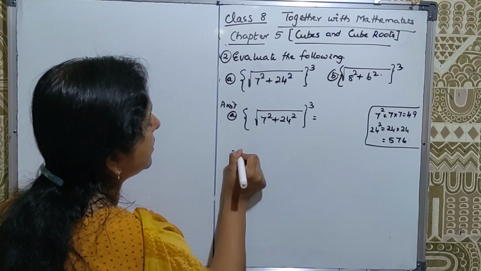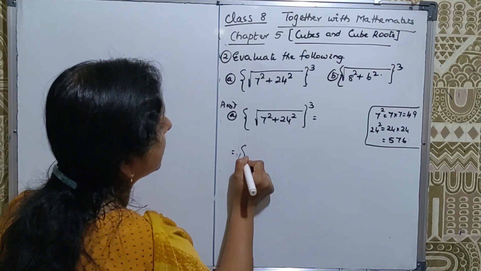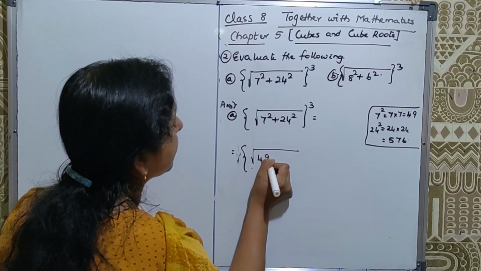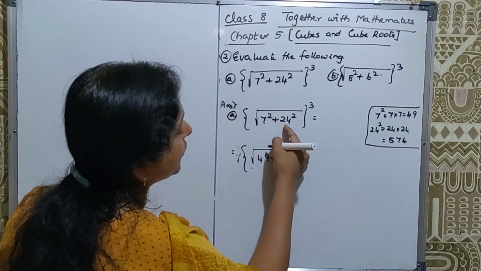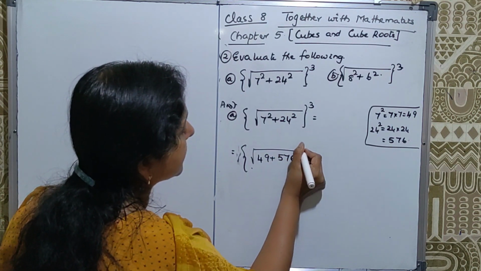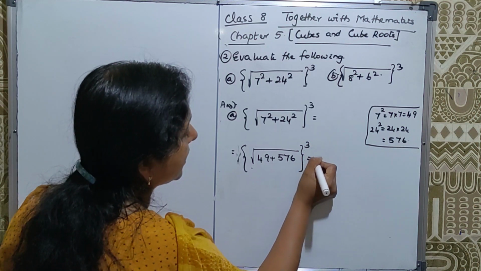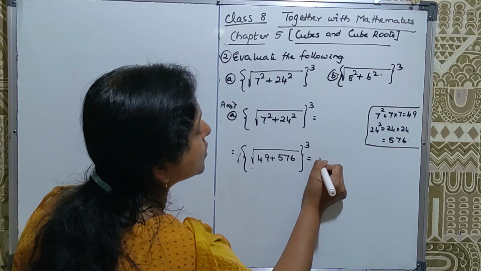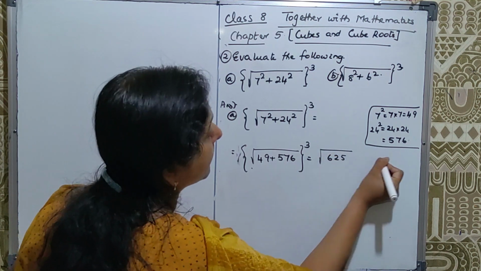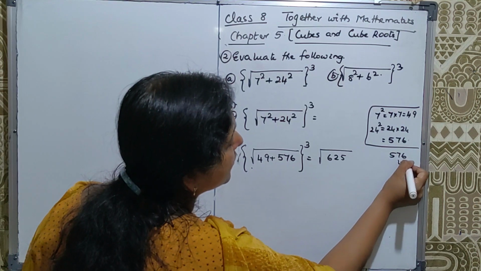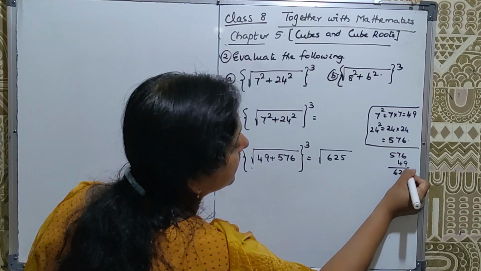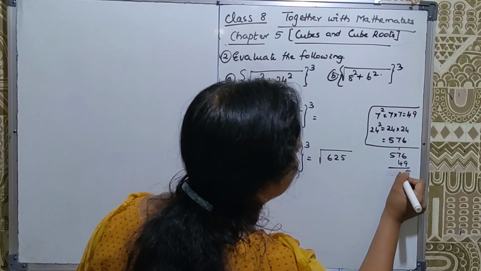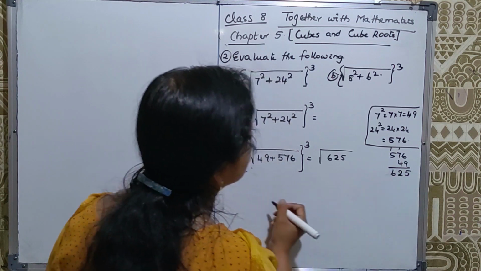So it will be equal to the square root of 7 squared is 49, next 24 squared is 576, the whole cube. Equal to the square root of 576 plus 49. 576 and 49 when you add, you'll get 625. 9 plus 6 is 15, remainder 1. 7 plus 4 is 11 plus 1, 12, remainder 1. 625.